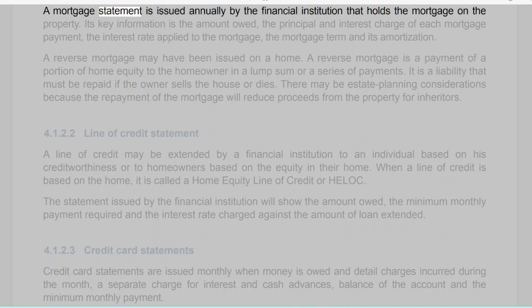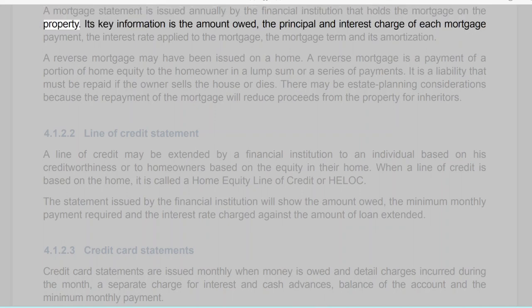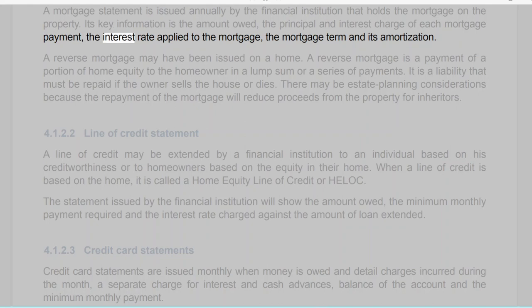A mortgage statement is issued annually by the financial institution that holds the mortgage on the property. Its key information is the amount owed, the principal and interest charge of each mortgage payment, the interest rate applied to the mortgage term, and its amortization.